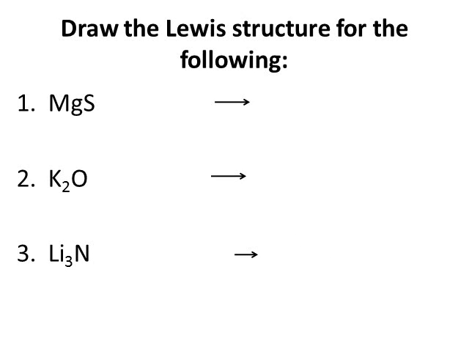Let's try to draw these structures. Magnesium sulfide. We have 1 magnesium and 1 sulfur. We'd start by drawing the valence electrons. Magnesium has 2, sulfur has 6. Magnesium is going to donate both valence electrons to sulfur, leaving magnesium with a +2 charge, sulfur with 8 dots or 8 electrons and a -2 charge.